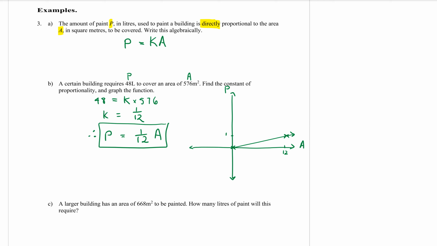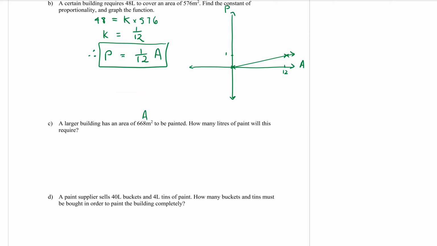Next, Tom. Part C. We're not done with this question yet. A larger building has an area, so A again, of 668 metres squared to be painted. How many litres of paint will this require? Now we have an equation. This is the one that I've put in the box. All I need to do is sub that A value into it. P is going to equal 1 over 12 times the area that I've been given, 668. That equals 55 2/3 litres. Keeping it exact for now.